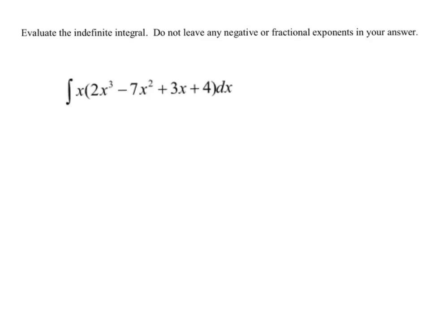So certainly tomorrow's assignment in class is we're probably going to do about 200 examples in class just to really build that muscle memory. But here's the general directions that I want us to assume. When they ask us to evaluate an indefinite integral, I want you to assume that they don't want us to leave any negative or fractional exponents in our answer unless otherwise stated.